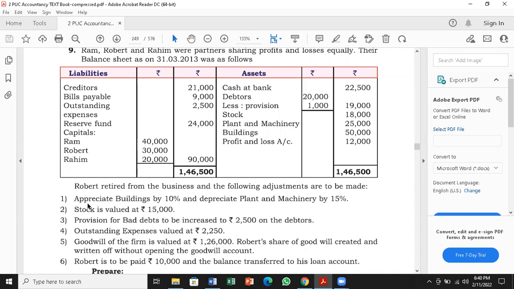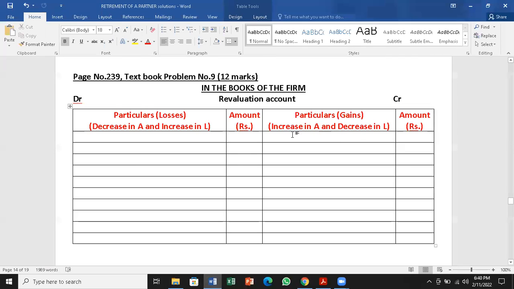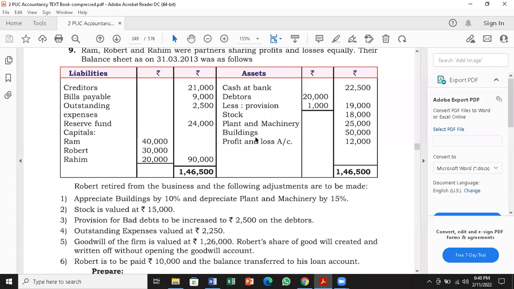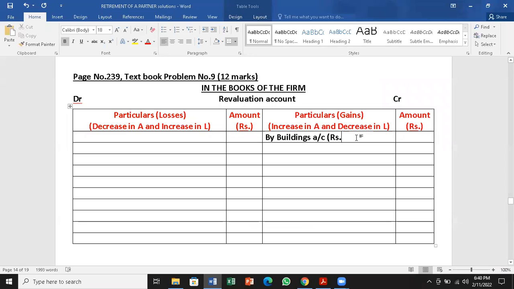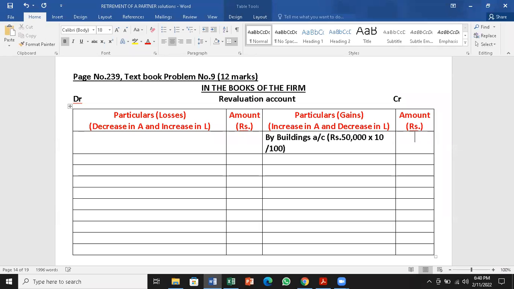First one has 2 parts, one appreciation, one depreciation. First, I'll go for appreciation. Appreciate buildings by 10%. So on the credit side of revaluation account, by buildings account, we have to see the building value, 50,000 in the balance sheet, 10% increase. So 5,000 increase.